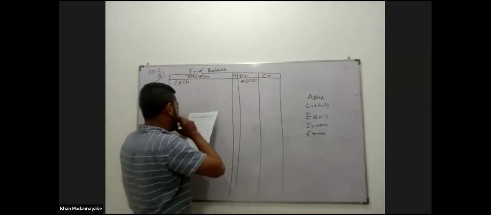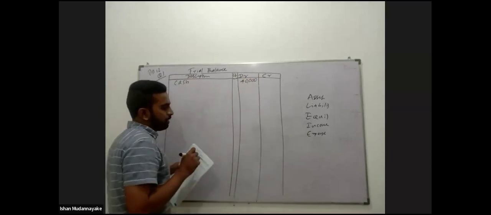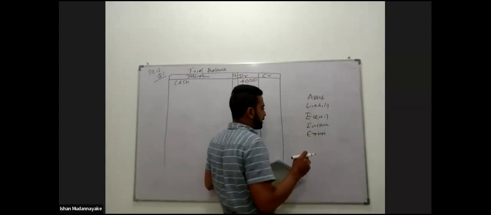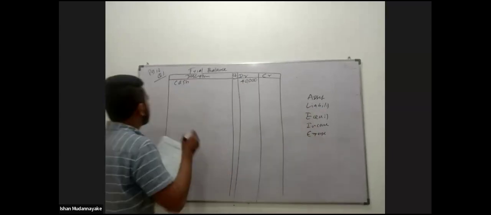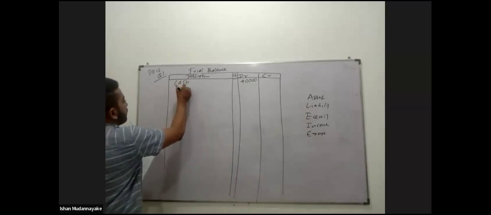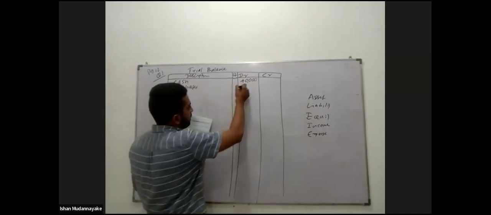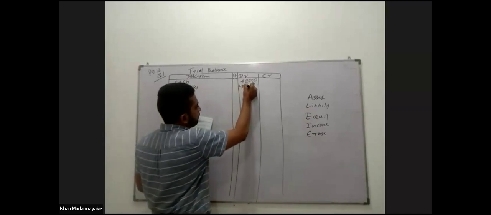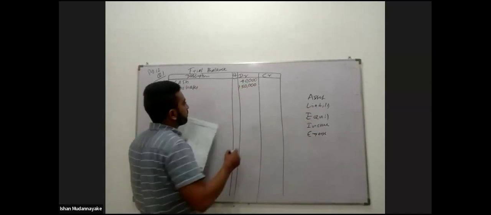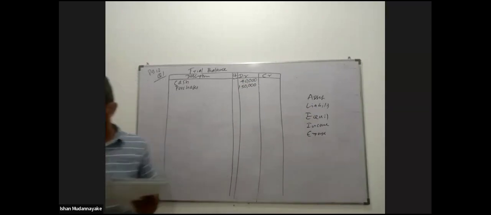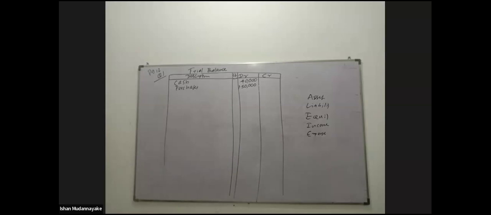Right. Next one, purchases. My purchases belong to which category? Asset, liability, equity, income or expenses. Expenses. Yes, normally we categorize purchases as expenses. Purchases, debit side, 150,000.